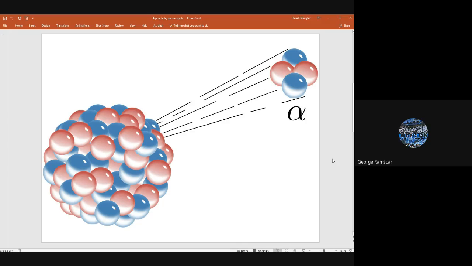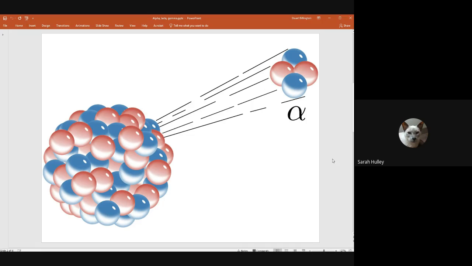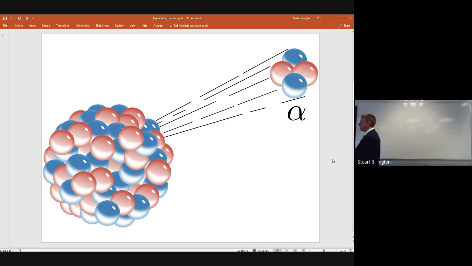So I've drawn 2 because they're so small, sir? It is not because they're so small. I've drawn 2 protons and 2 neutrons coming out of a ball of protons and neutrons. Is it because the electrons are in the nucleus? Perfect. There are no electrons in the nucleus.